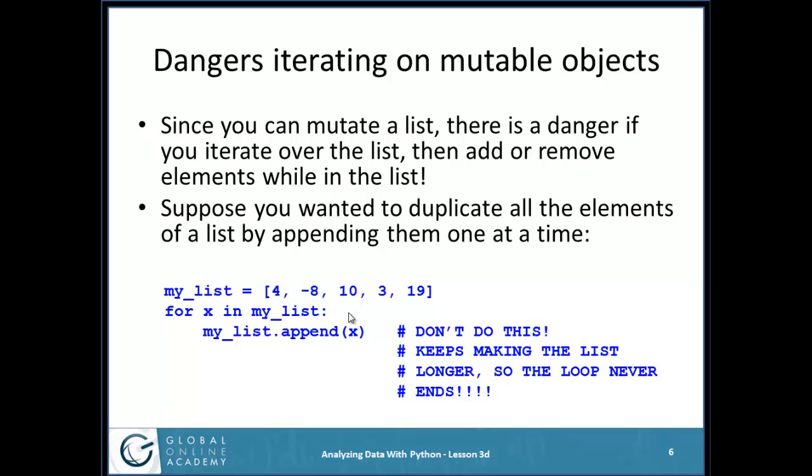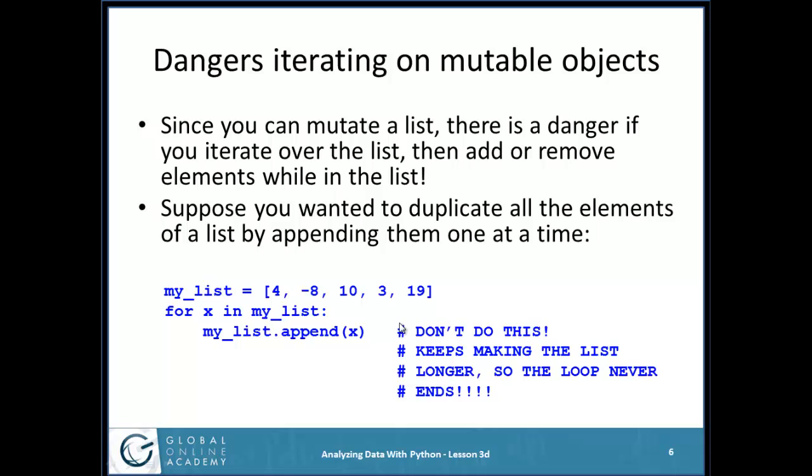And sometimes it will cause a program to have an execution error, and sometimes it will cause a program to execute forever without ever stopping. So, how could this happen? Suppose you wanted to duplicate all the elements of a list by appending them one at a time. So you had my_list, and it consisted of these 5 numbers, 4, -8, 10, and so on. And you wanted to go through a loop that said, for x in my_list, let's take my_list and append the value of x. So the first time through the loop, I'll take that 4 that's in that first position and append it to the end. The second time through, I'll take -8, append it to the end.